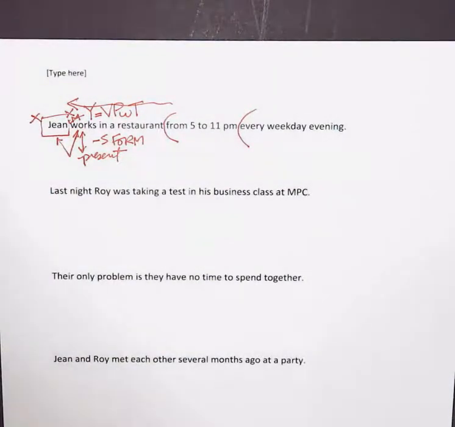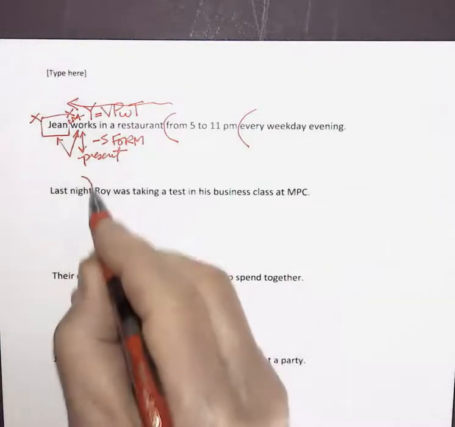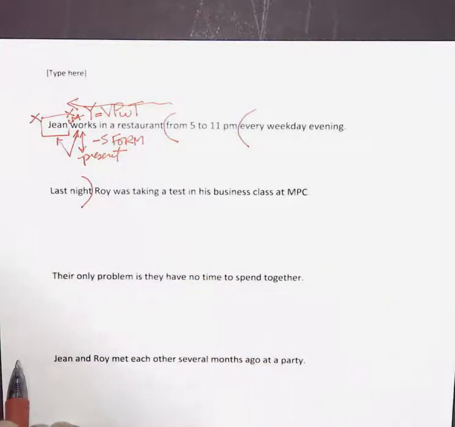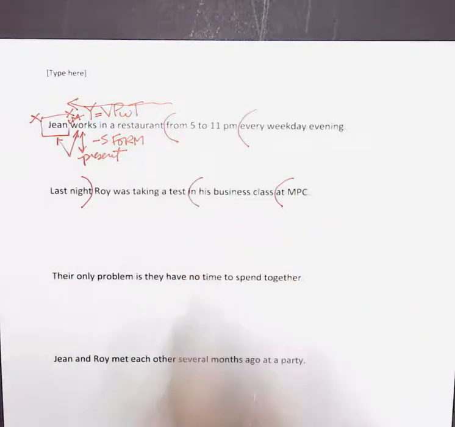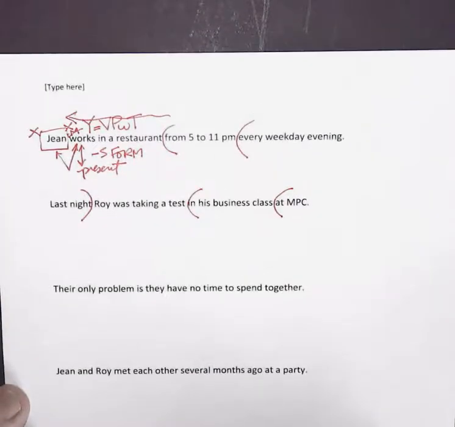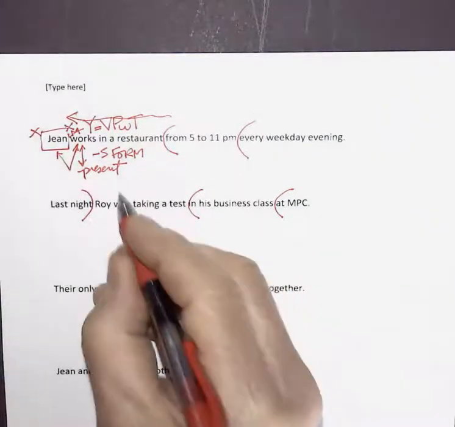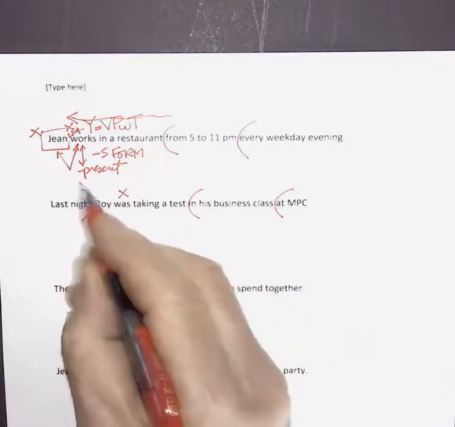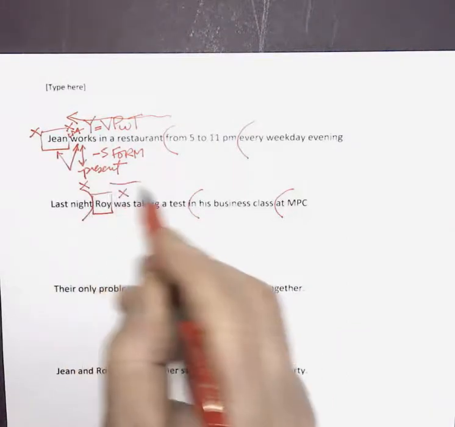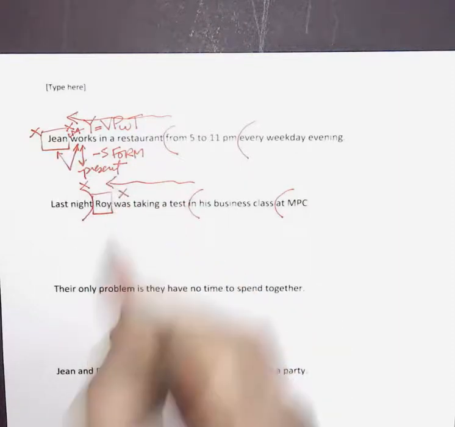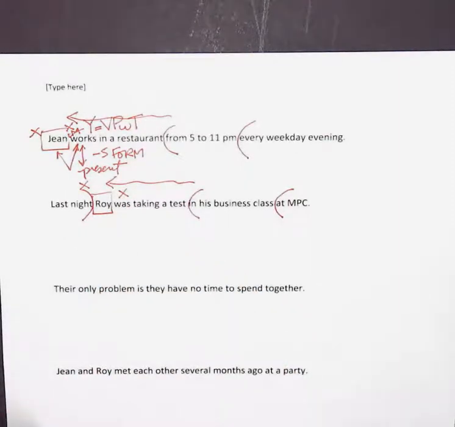Last night, Roy was taking a test in his business class at MPC. Last night, at MPC, in his business class, we have 3 shifters in this sentence. That's a lot. Let's take the X word. Roy is the subject. Everything between is the predicate.